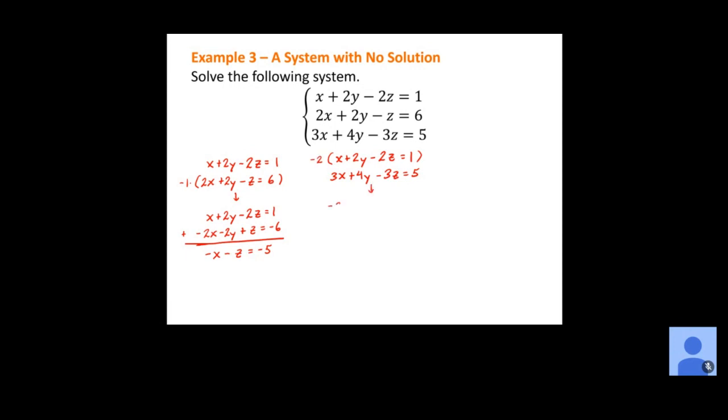When I do that, I'm going to get negative 2x, negative 4y, positive 4z, and equals negative 2. Keep the second equation the same. And now we should be able to add these together to eliminate the y. So we have negative 2x plus 3x, which is going to be x. The y's are going to cancel. 4z plus negative 3z is positive z. Negative 2 plus 5 should give us positive 3.